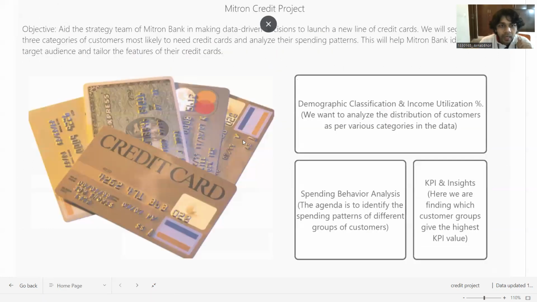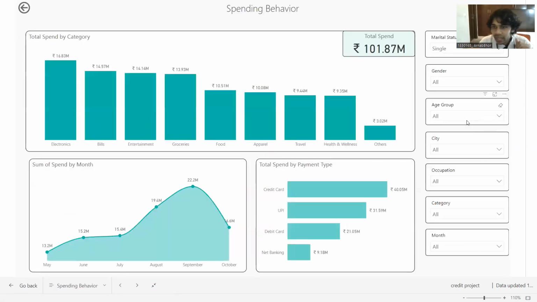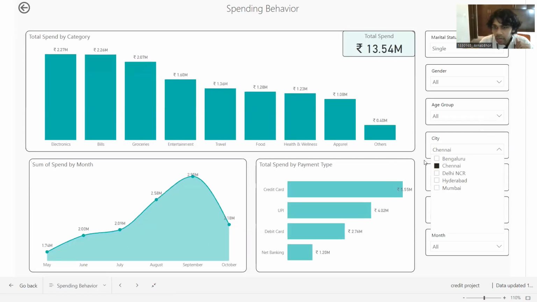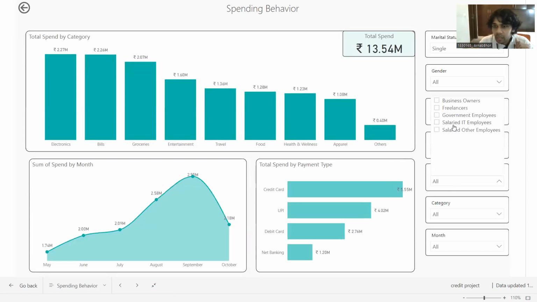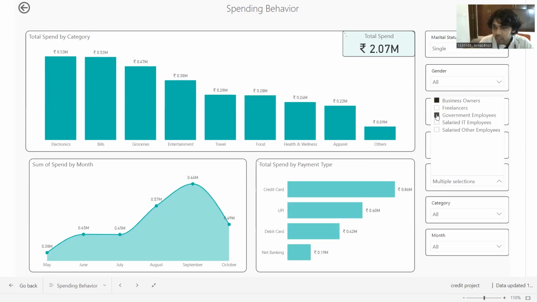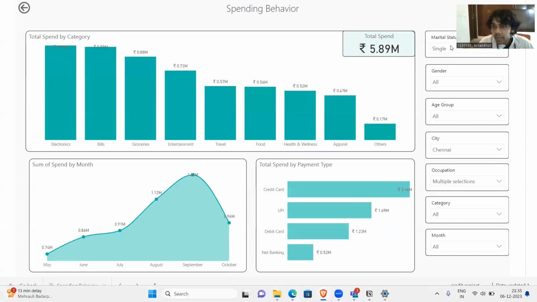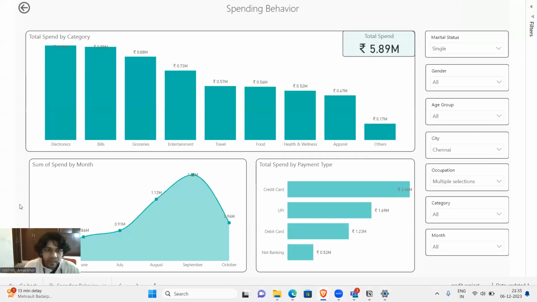Now I'll go back to spending behavior. So I'll select city as Chennai, and the people are either business owners, government employees, or salaried other employees. Fine. So yeah, you can see that the spend is showing 5.89.